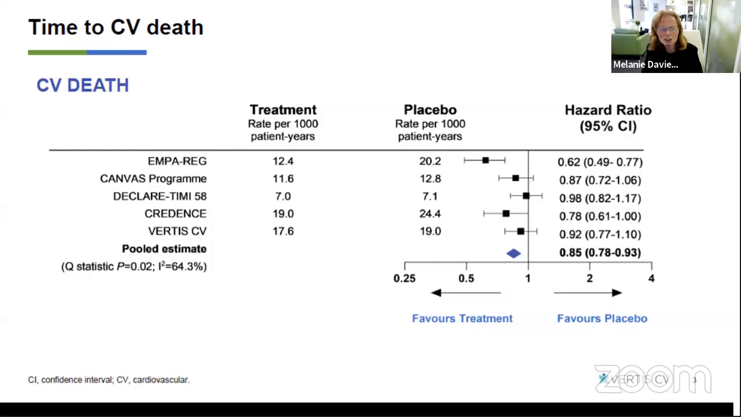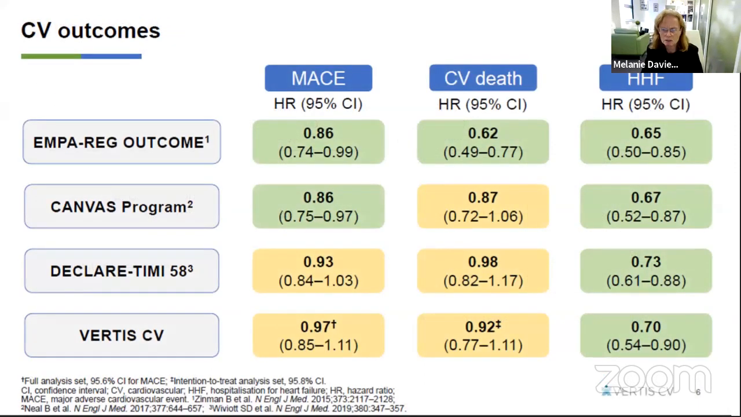If we look at patients in terms of time to cardiovascular death, as I've said, there is a reduction in cardiovascular death across the class. But if you look at the I-squared factor for heterogeneity at 64%, there's a reasonable amount of heterogeneity across the studies. And this is really driven mostly by the EMPA-REG result, with all the other studies not really showing significance.